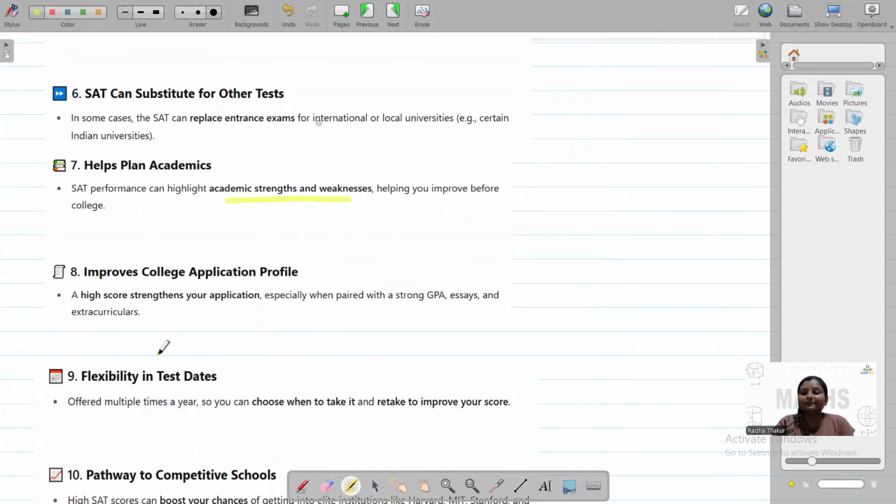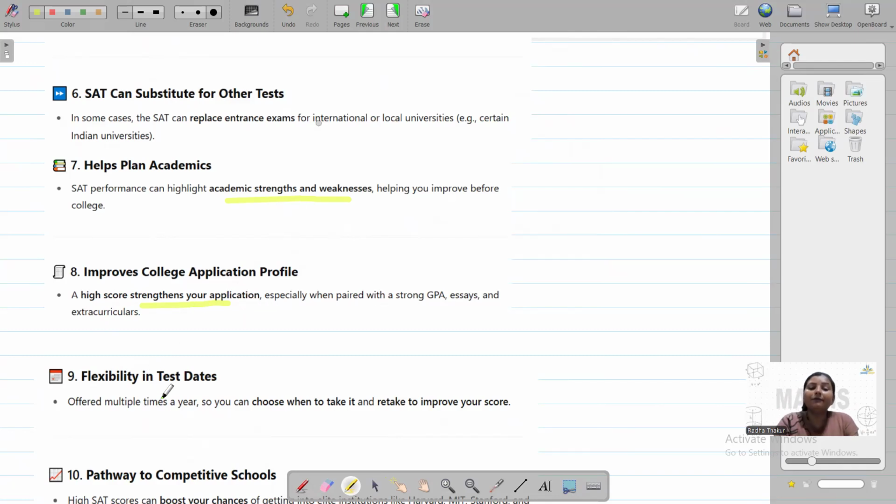Then the next is improving your college application profile. If you are registering for a college, this score highlights your profile to the college. It adds a star to your sheet. A high score strengthens your application, especially when paired with a strong GPA and essay.